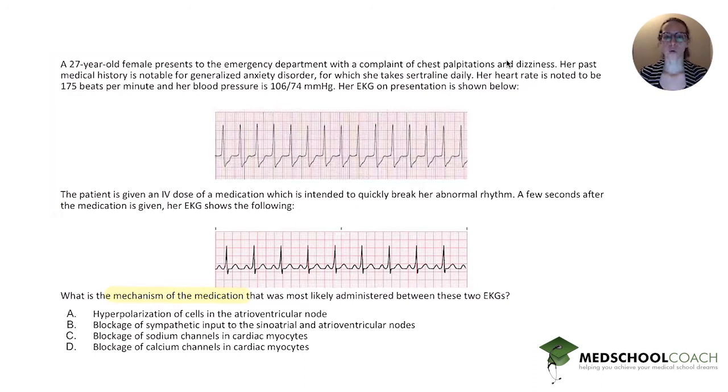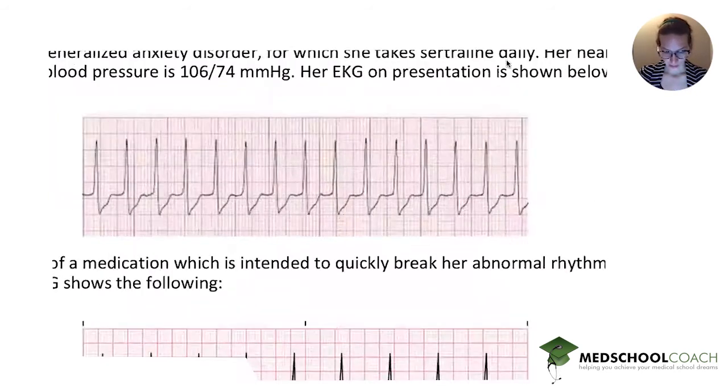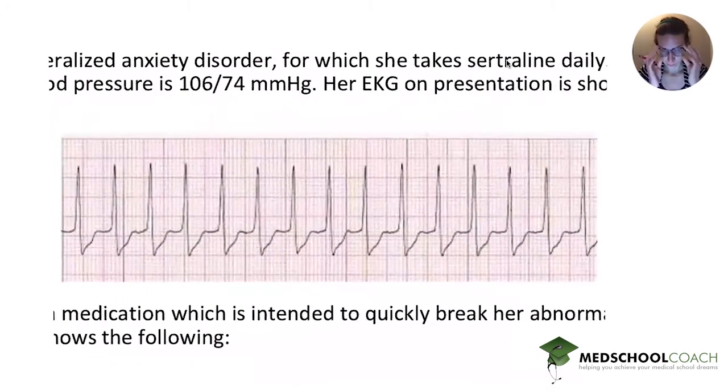So we just want to know what's the abnormal rhythm she's in, so that we can figure out what medication we should give to break that abnormal rhythm, and then we can figure out what the mechanism of action of that medication is. So let's start by taking a look at her EKG on presentation. And let's go through this.